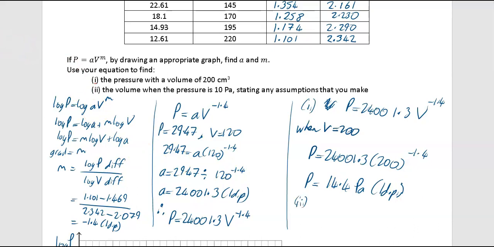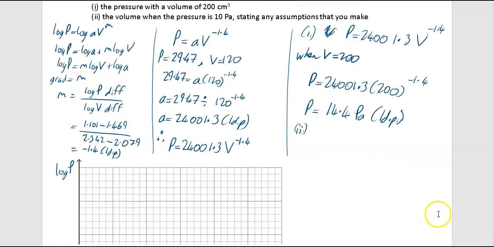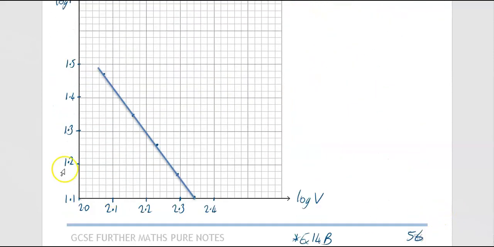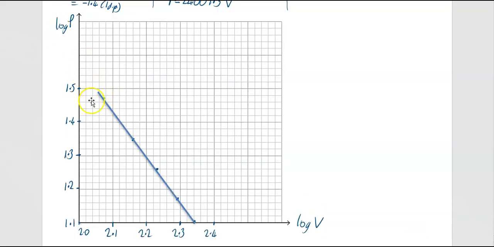Okay, part 2 says find the volume when a pressure is 10 pascals, stating any assumptions you make. Right, let's look at the graph first, and we'll talk about the assumptions bit first. If you look at your graph, you can see we do not go as far up as 10 pascals.